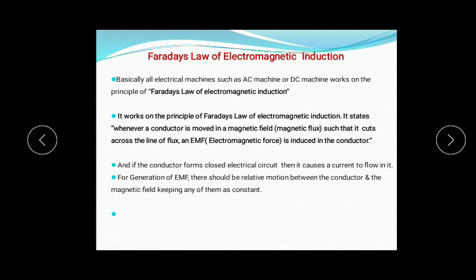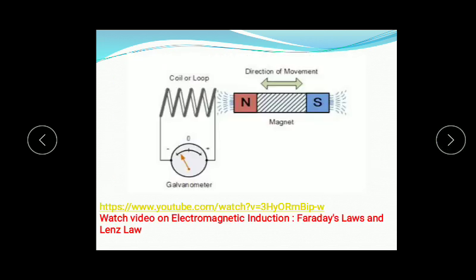Let's take an example with a picture. This is a coil which is connected with a galvanometer, and on the right side we have a north pole and south pole. This is a permanent magnet. This is a coil with a galvanometer. Now in the picture it is showing a deflection, but when the coil and the magnet are stationary, there is no deflection observed in the galvanometer. It will be at 0.